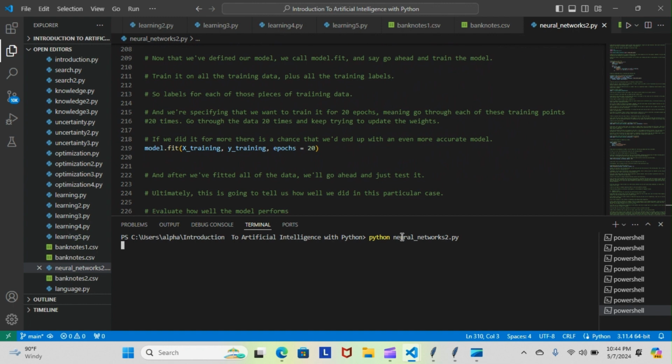So now that we've defined our model, we can model.fit and say, go ahead and train the model. Train it on all the training data plus all the training labels. So labels for each of those pieces of training data. And we're specifying that we want to train it for 20 epochs, meaning go through each of these training points 20 times. Go through the data 20 times and keep trying to update the weights. Now, if we did it more times, there's a chance we end up with an even more accurate model. So let me show you exactly where the epochs are.